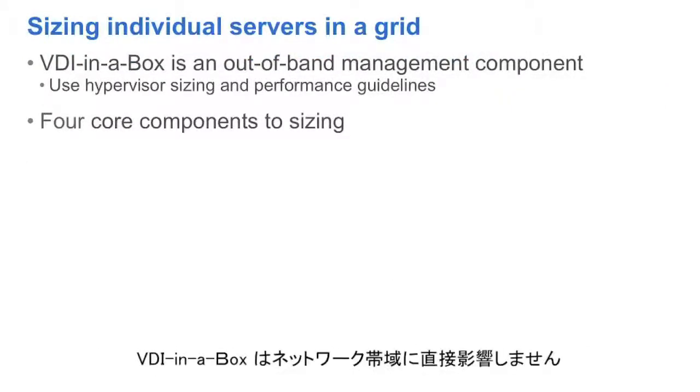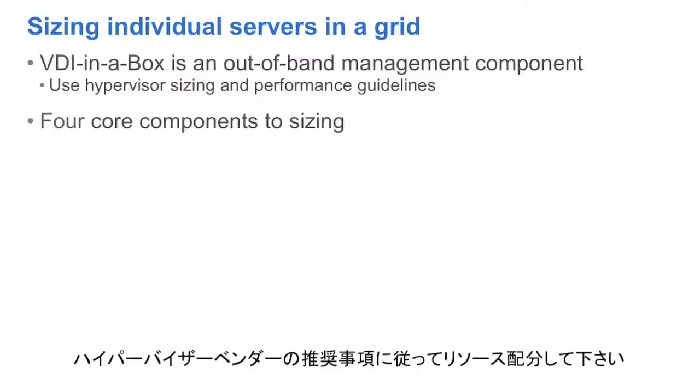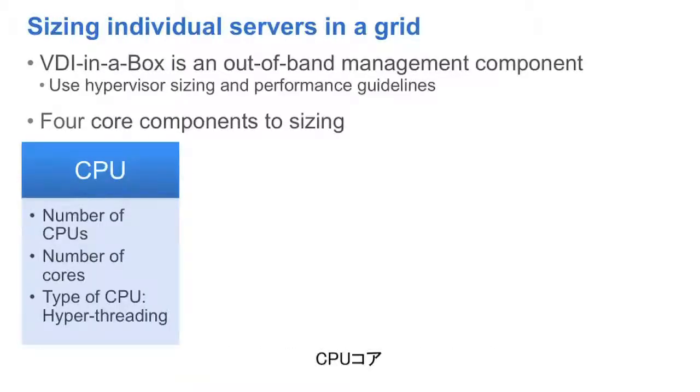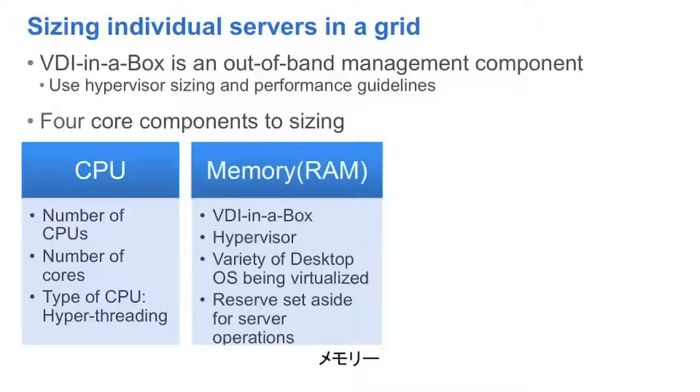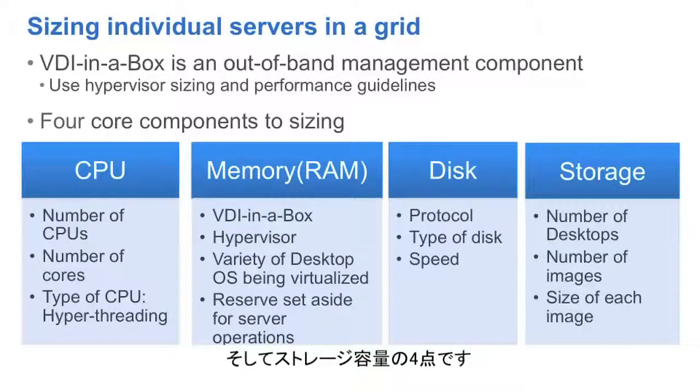VDI-in-a-Box is an out-of-band management component. Because we will run on your choice of hypervisor, ensure that you follow all recommendations provided by your hypervisor vendor in regards to resource allocation. When looking at sizing your deployment, there are 4 key components to consider: CPU cores, memory, disk speed, and storage capacity.